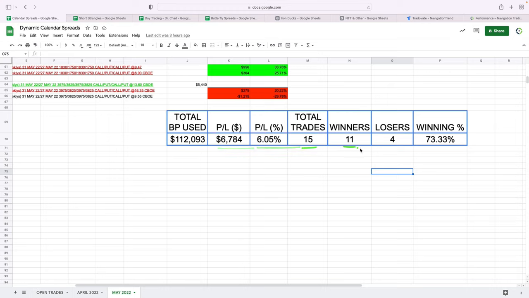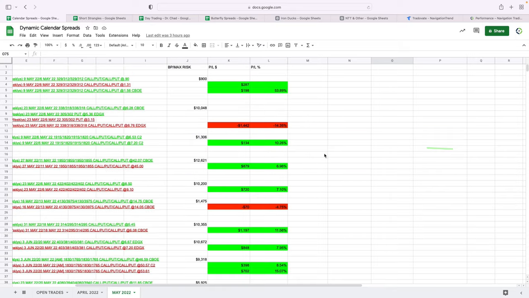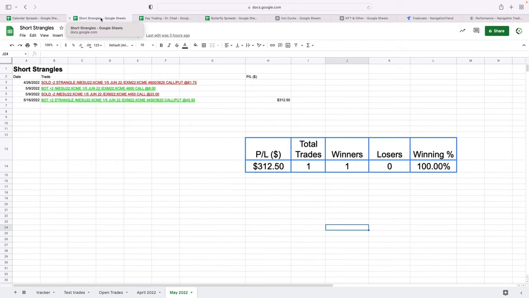Total of 15 trades, 11 winners and 4 losers, for a winning percentage of 73.33% on that strategy. Next one, short strangles. Only one trade closed, so we had one trade booked for a little over $312. Now, these short strangles are undefined risk, so the capital required actually fluctuates throughout the trade. So I'm not going to be reporting a percentage gain because that's a little bit difficult to do. Just on the reporting, just one trade, $312.50. We've got several others in the hopper that will be closed for next month.